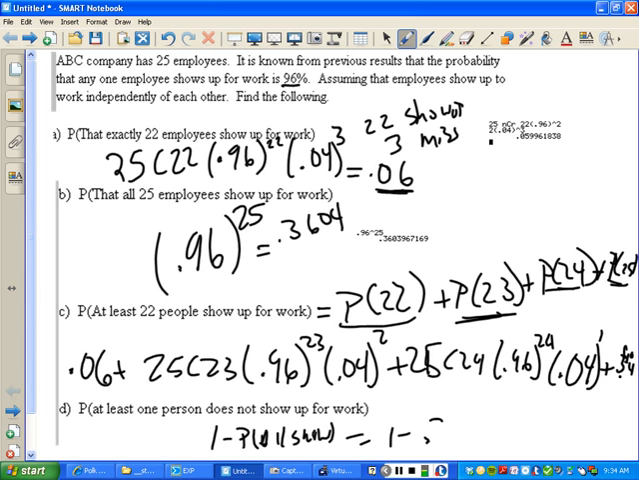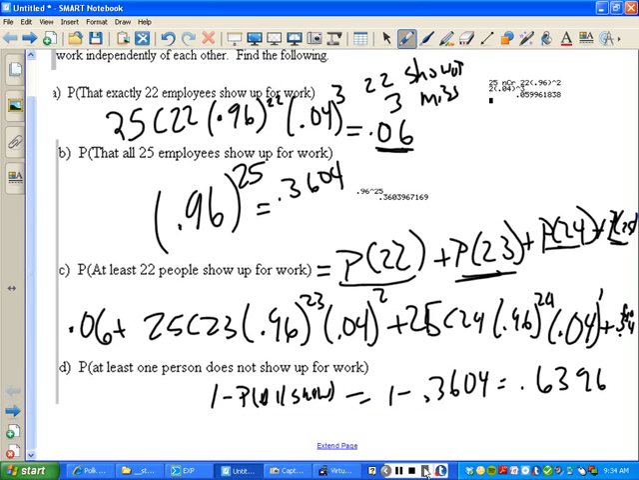What did you get for the answer for C? I didn't do it. 1 minus 0.3604 is 0.6396. Yep. I didn't type this in, so I don't know what the answer is. I'm assuming you can type it in. Okay. Or excuse me, the probability that at least one does not show is 1 minus the probability that they all show.